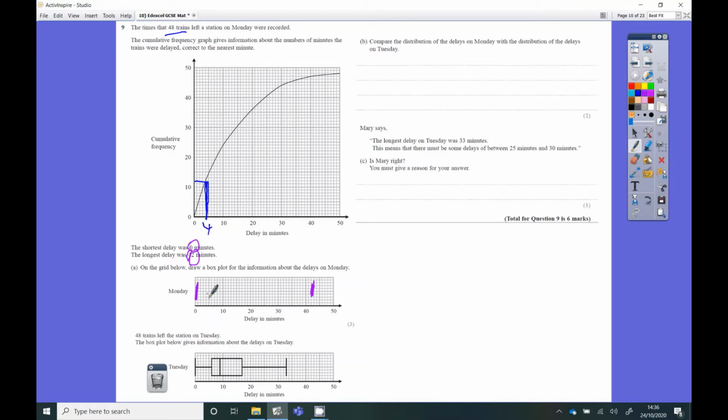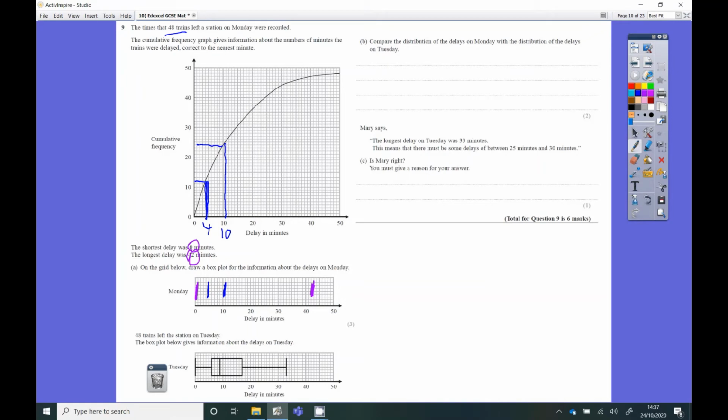So the start of our rectangle is going to be at 4. So that's a quarter of the way up. Halfway up, we're going to take a reading at 24. So that's coming along here. And that's going to give us a median of 10. That's going to be the line inside the rectangle, not in the middle of the rectangle, but the line inside the rectangle.